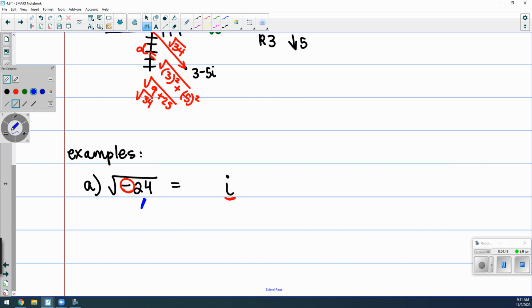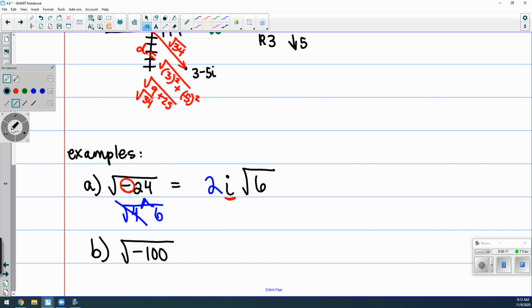Now 24, is there a perfect square in 24? There is. 4 times 6 is 24. I know that the square root of 4 is 2. I don't know what the square root of 6 is, so I'm going to leave that underneath the square root symbol. So the square root of negative 24 is going to simplify to 2i square root 6. Why don't you rewind the video if that went zooming past your head.